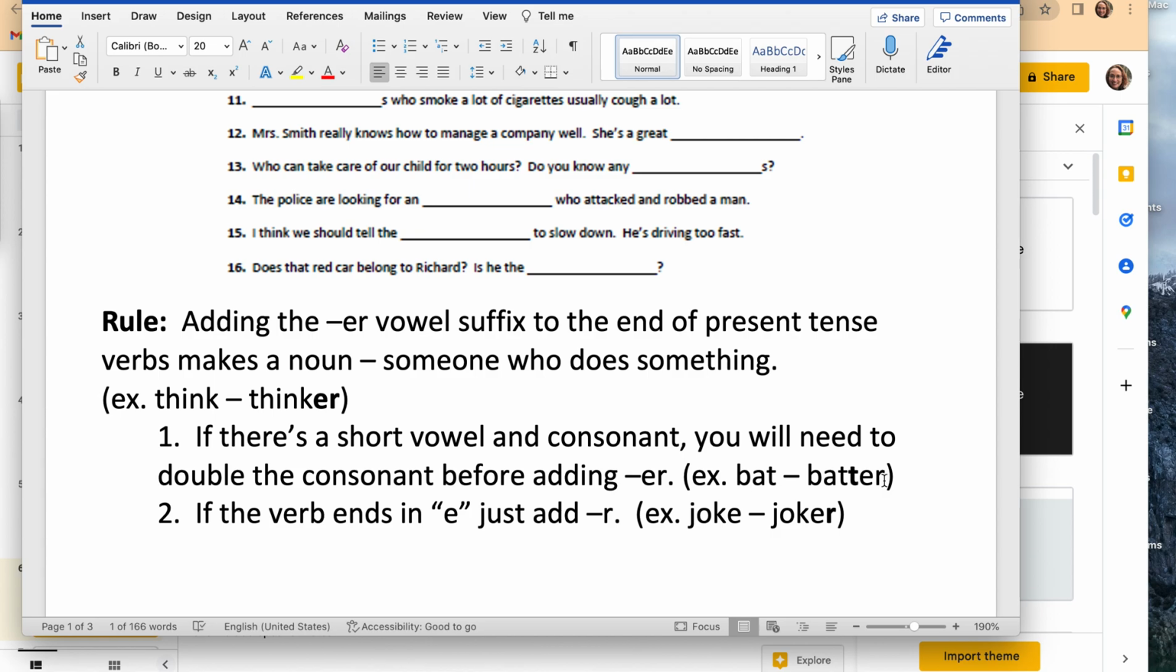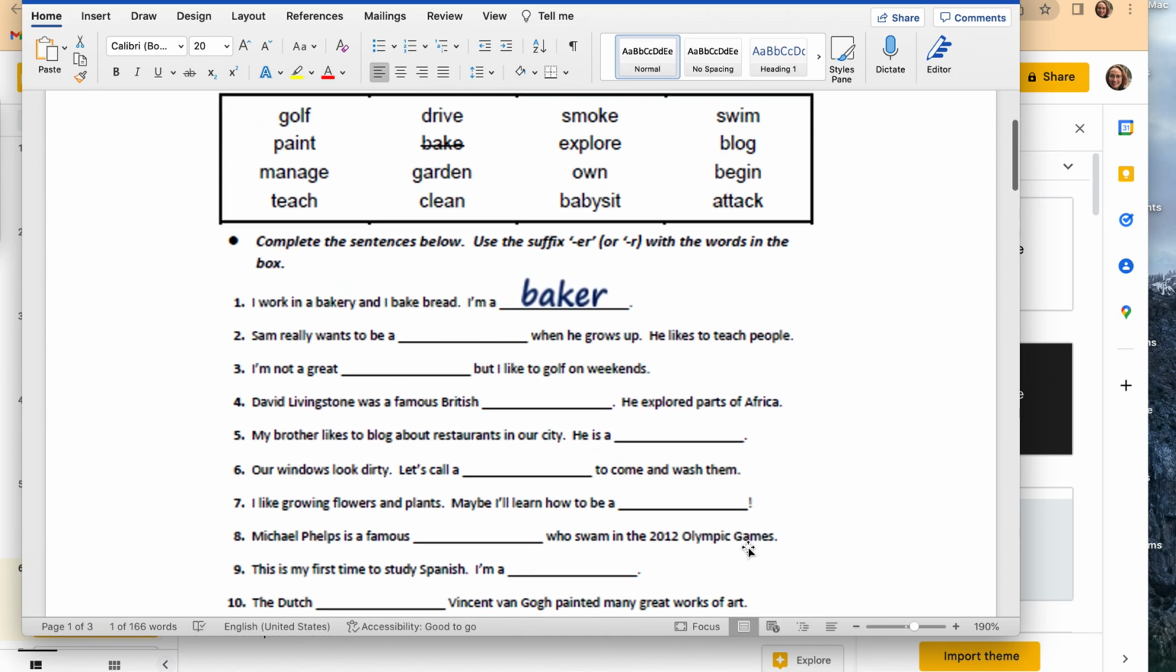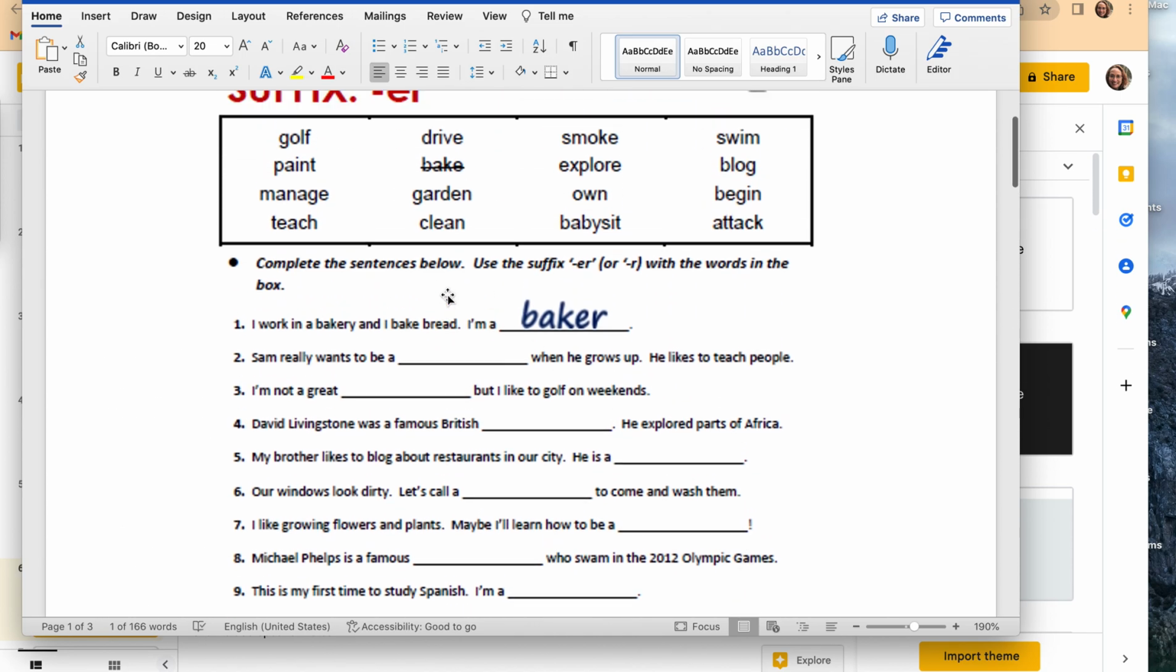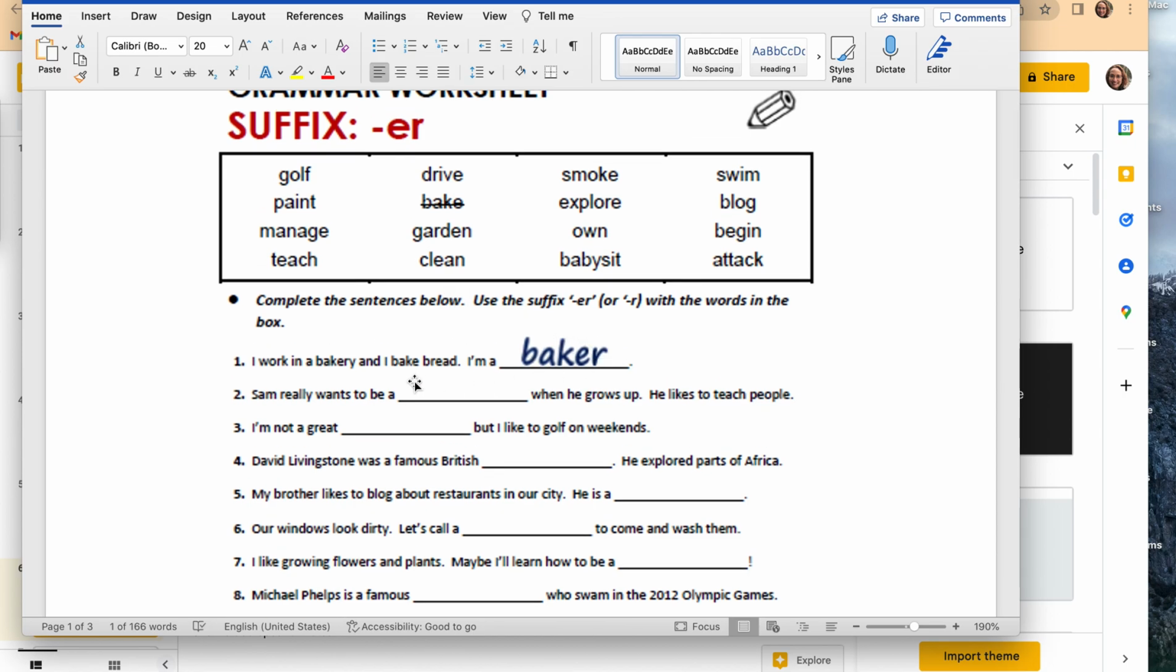So bat becomes batter, joke becomes joker. A batter is someone who bats. A joker is someone who makes jokes. Okay, and here we can have them form new words, add ER, based on the context clues in the sentence. I work in a bakery and I bake bread. I'm a baker.